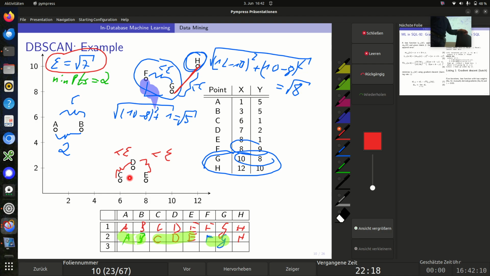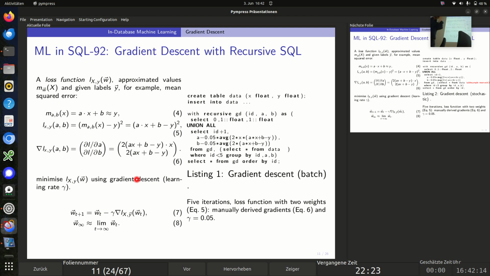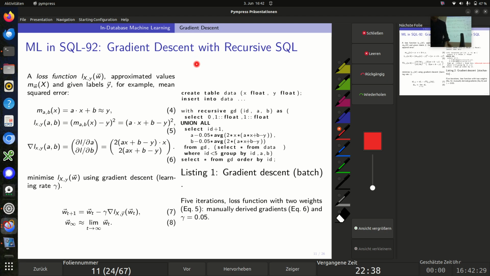Okay, so much about data mining. So let's talk about machine learning. Basically in machine learning, you have a loss function. Take linear regression, for example: you have points, and linear regression is just drawing a line. So you have two parameters.